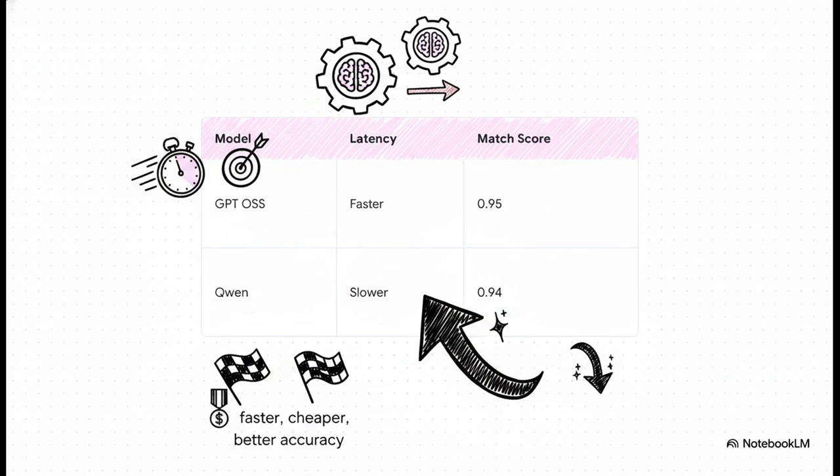By checking out the P50 and P99 latency scores, which just means how fast the model returns results for the vast majority of queries, alongside semantic match scores for accuracy, you get a really clear picture. In this specific test run, the GPT OSS model proved to be faster, it was cheaper, and it even had a slightly better accuracy match. So for cost effectiveness, it's the clear winner.